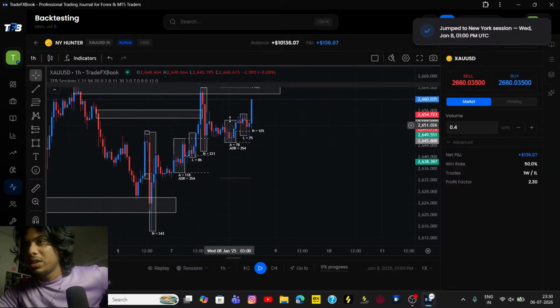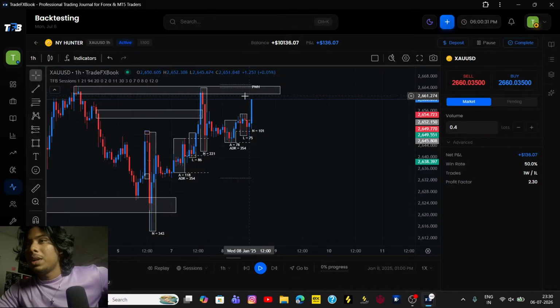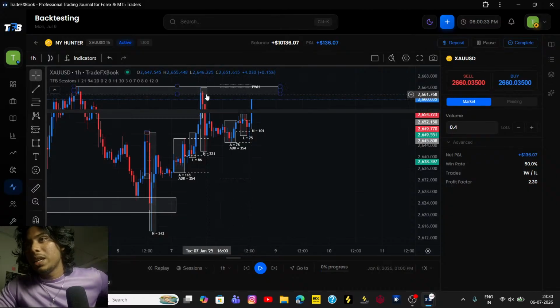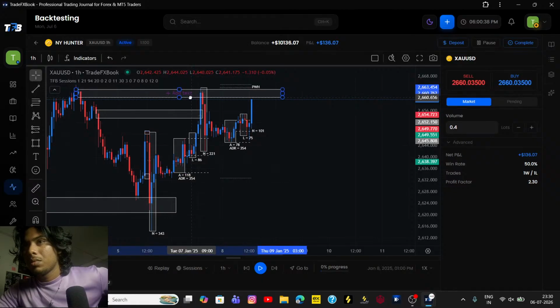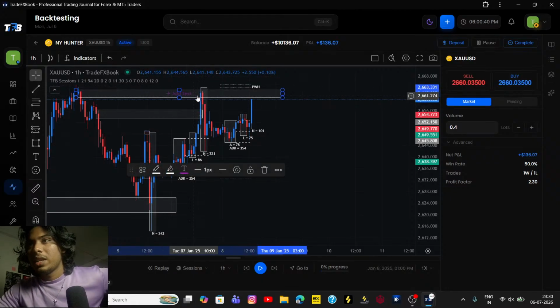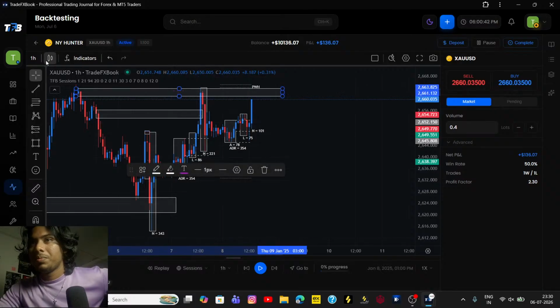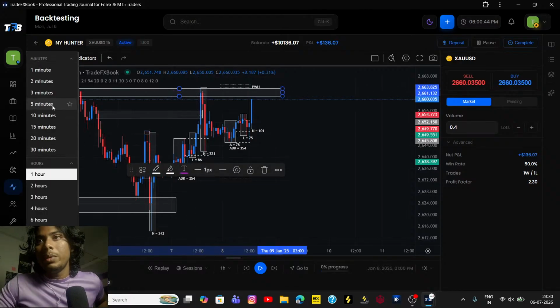Consolidating. Okay, so my bias is bearish from here. If market taps this level, I am bearish. Let's move on to the 5-minute time frame.